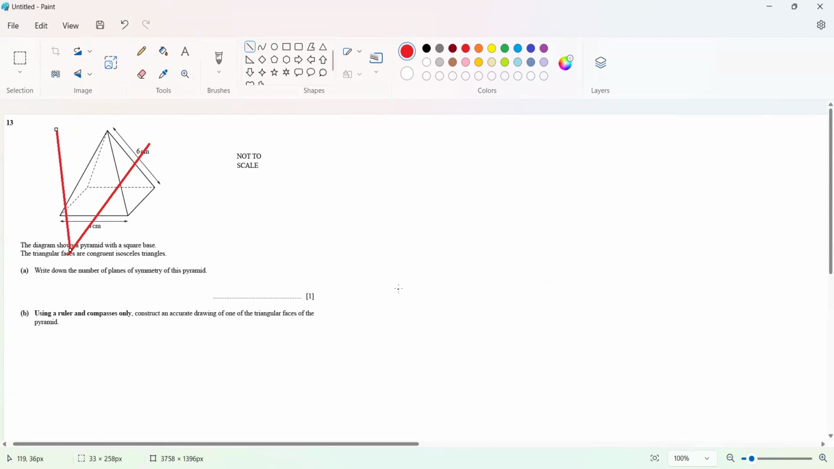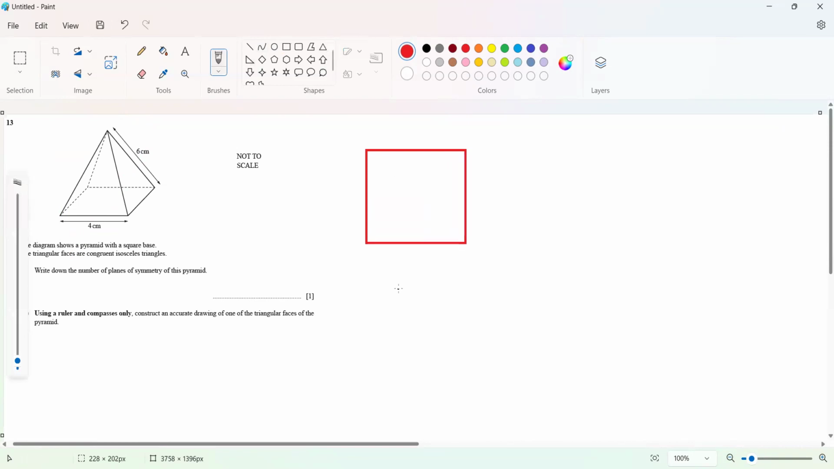These are planes of symmetry, at least for a three-dimensional shape. So if you imagine it, let's just draw the square out. This is the square, 4 by 4, and this is the sky view. This is the aerial view of the pyramid. This is me looking from above. That means I'm looking from this perspective.